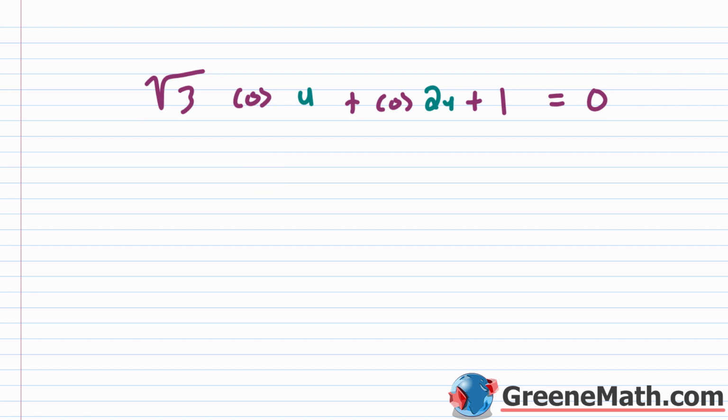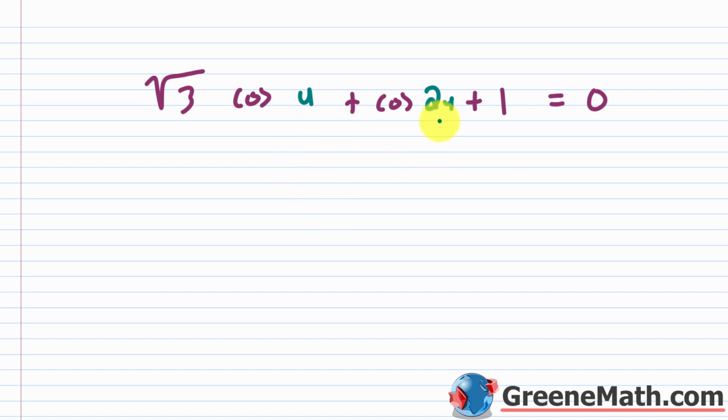So basically, we know that right now, the period for this is 2 pi, and the period for this is pi. If you have pi and 2 pi, the least common multiple is going to be 2 pi. So solutions here in terms of u are going to repeat every 2 pi. So just keep that in mind.